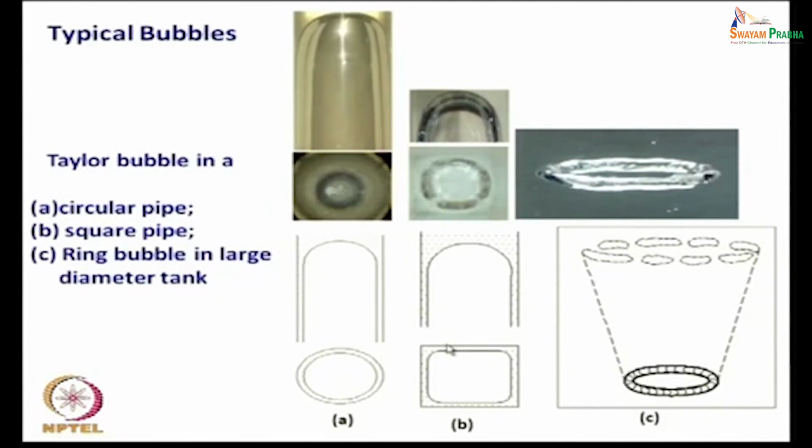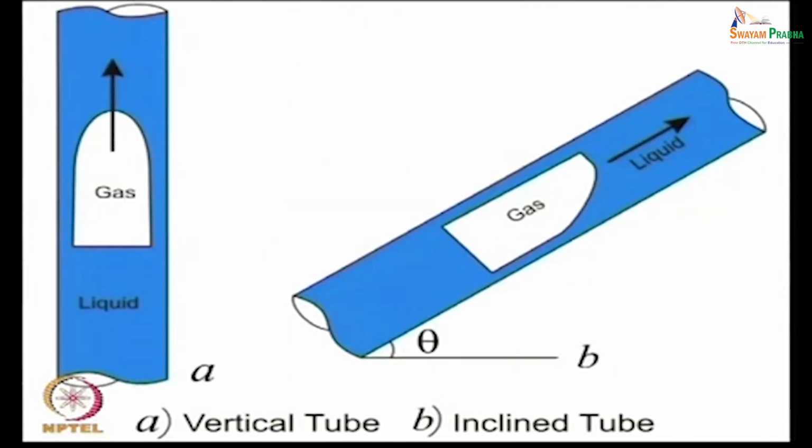Now, in a rectangular channel, what we find is there is additional liquid drainage by the corners. So, therefore, liquid flows faster down, and therefore, the bubble propagates faster in a rectangular or a square channel. This we have observed.